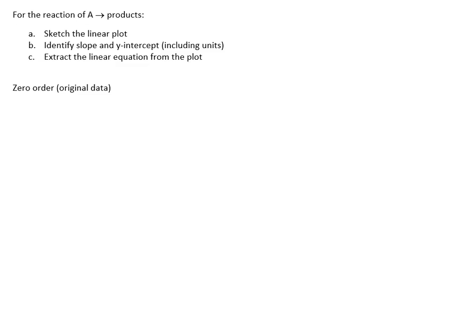In this video, we're going to take a look at the generic reaction of substance A going to products. And we're going to sketch the linear plot for each reaction order. We're going to learn how to extract the linear form of the equation directly from the plot, and identify what the slope and y-intercept are telling us, including units.